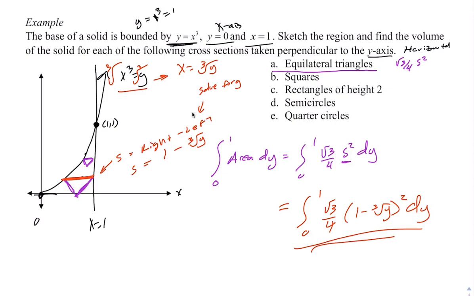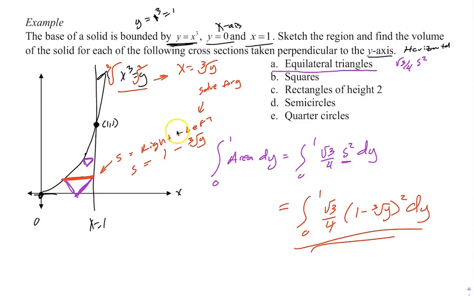And that's the formula. Now again, keep in mind a couple of things. We're doing volume of known cross section, so we just integrate the area formula. What's the area formula? Well, our picture right now is equilateral triangles, so we're going to use this formula. Let's plug it in. Now all we've got to do is find what s is. Remember, we're doing horizontal. We're going with respect to y, perpendicular to the y-axis, so it's going left to right.